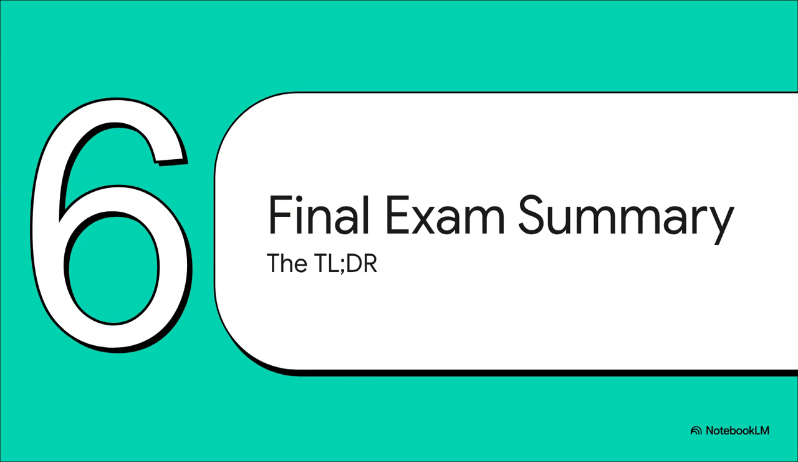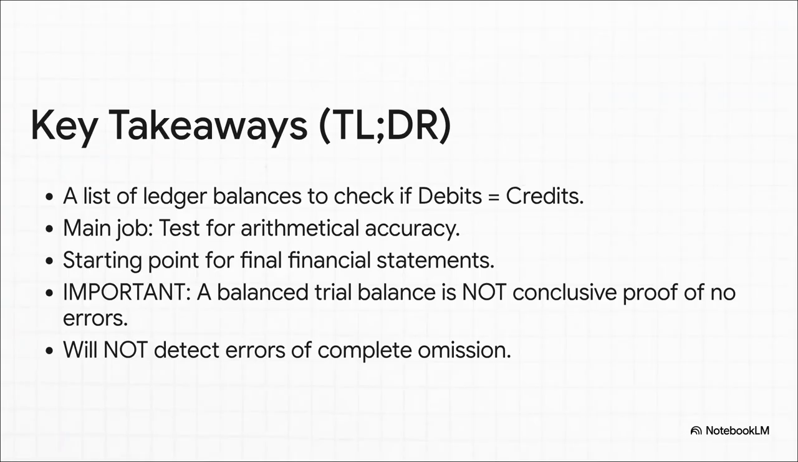Okay, let's bring it all home. Here is a super quick summary of the absolute must-know points for your exam. If you're short on time, this is the one to focus on, the TLDR, if you will. So let's recap. It's a list that checks if debits equal credits. Its main job is just checking the math. It's the starting point for your final reports. And the most important point of all, just because it balances, it does not mean everything is perfect. Don't forget about those sneaky errors it can miss.